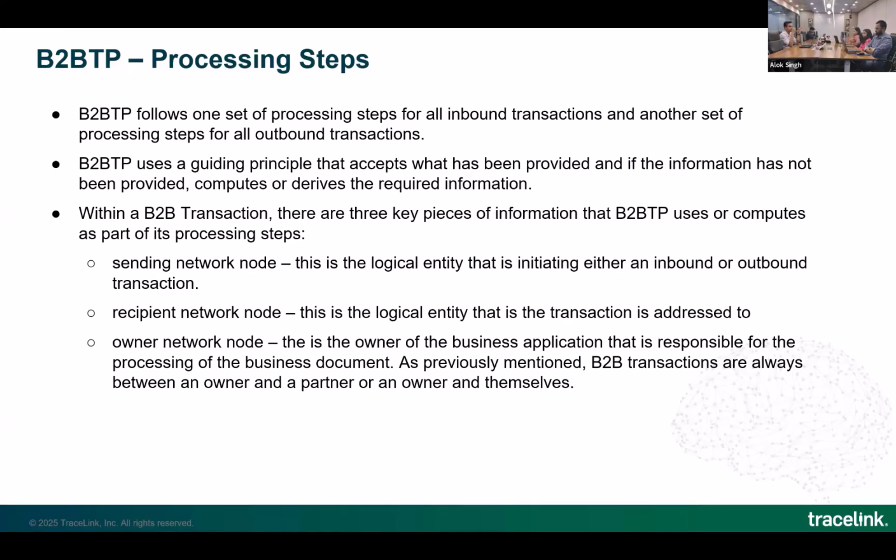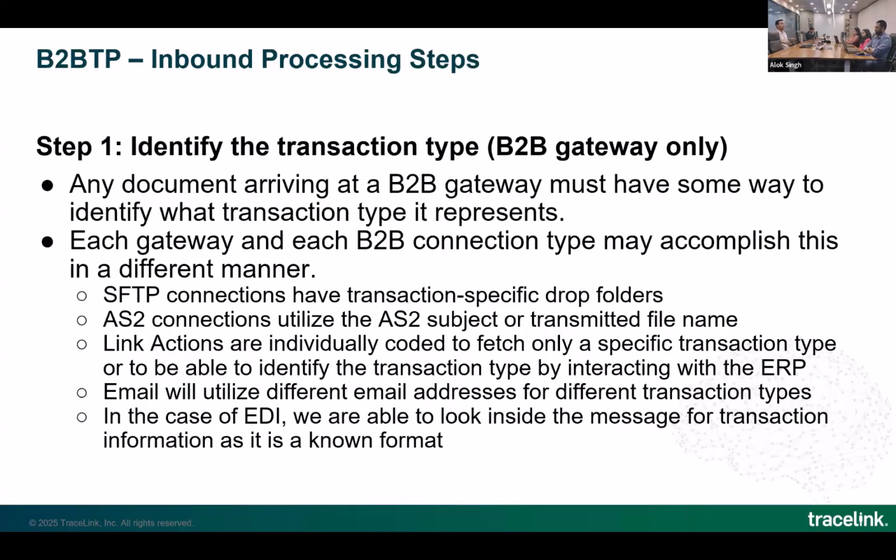And then the owner network node ID, this is one of the sender or recipient. There should be one Mint owner, right? So these are 3 things that B2B would need to route the document correctly. So let's get into the processing step. And this is exactly what happened when we dropped our document into the XTT_X12 folder.